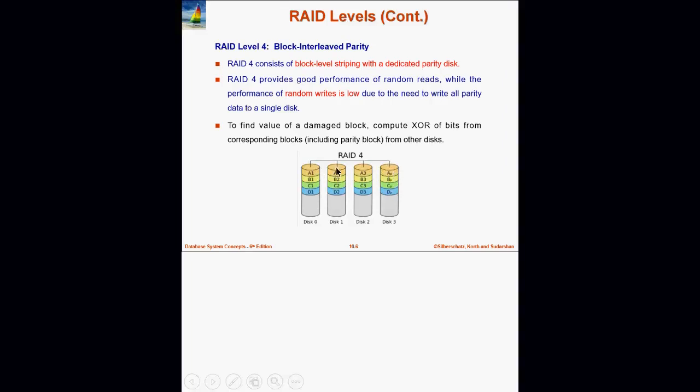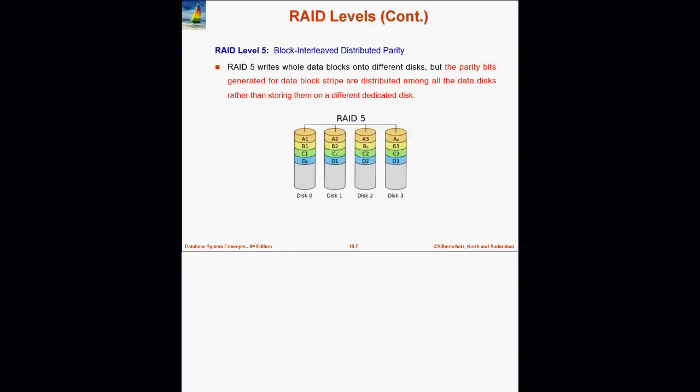So this is the parity bit for block A1. This is not block A1, it is for block A. This is for block B. This is for block C completely, the blocks. In the previous one, it corresponds to bits from 1 to 3, bits from 4 to 6 and so on.